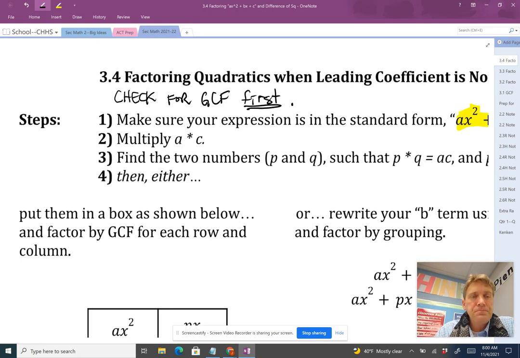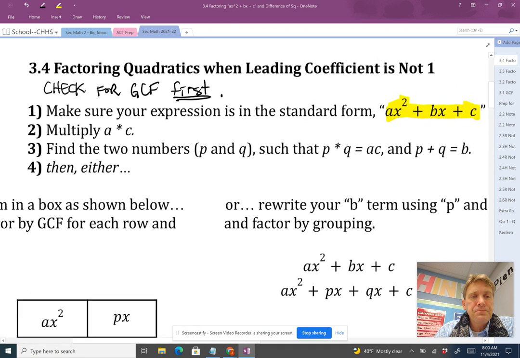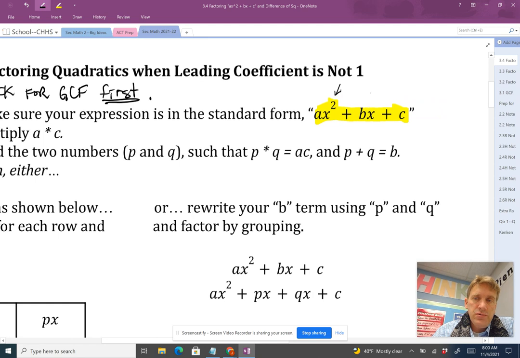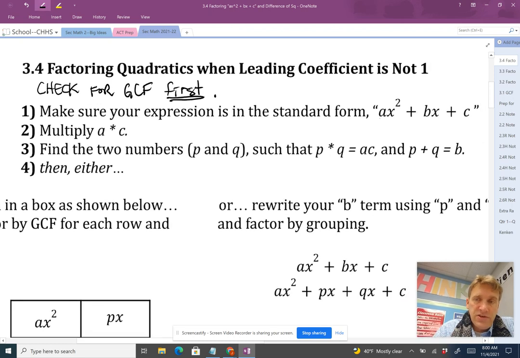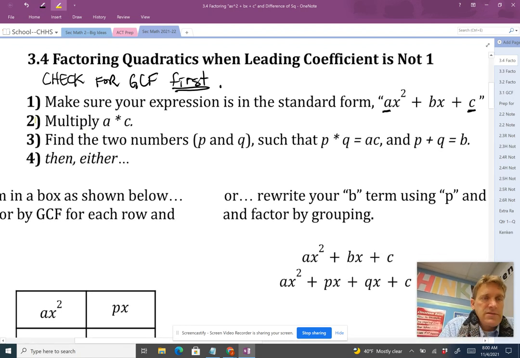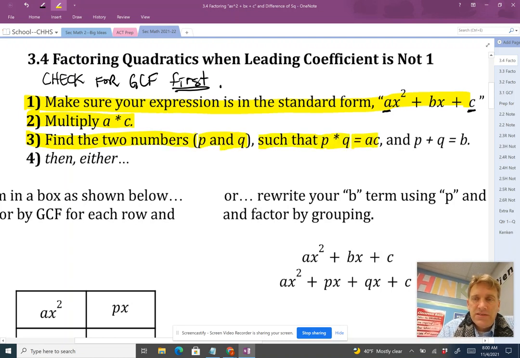learn today. So number one, make sure your expression is in standard form in decreasing order. This is degree 2, degree 1, and then 0. So it's in decreasing order by exponents. Then take a, the coefficient of your x squared term, and c, your constant term, and multiply them together. Then find a times c, and then find two numbers, we'll call them p and q, such that p times q equals ac, and p plus q equals b.